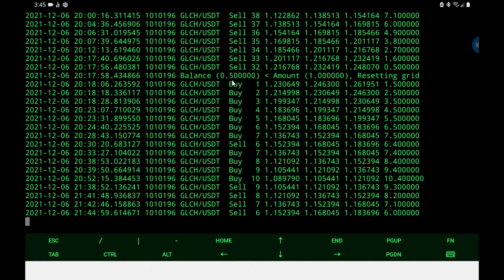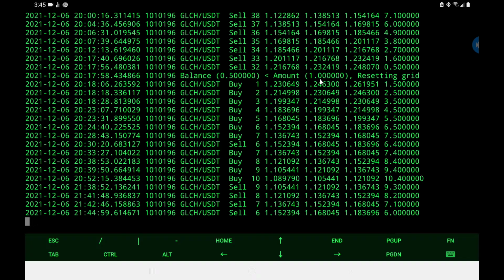Here is the actual balance of the coin versus the minimum requirement of the exchange. Every time your balance drops below your minimum, equilibrium will force reset the grid. This is mandatory for the way the process works and why it works so well.